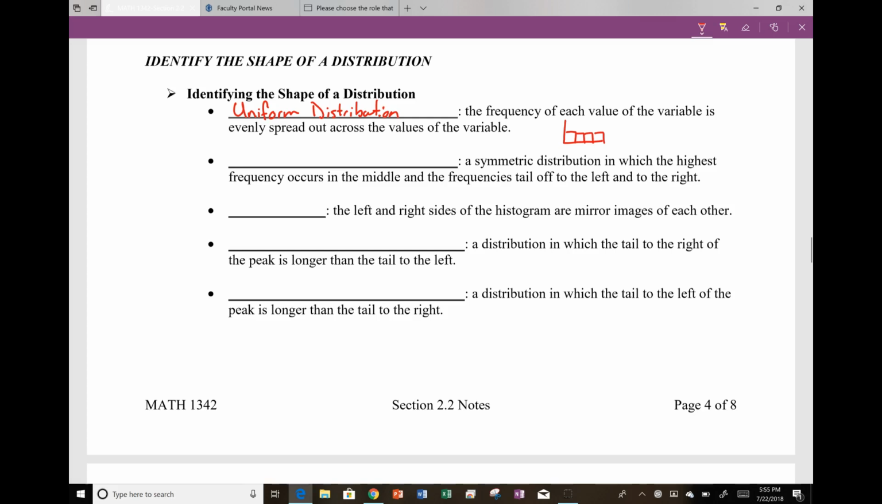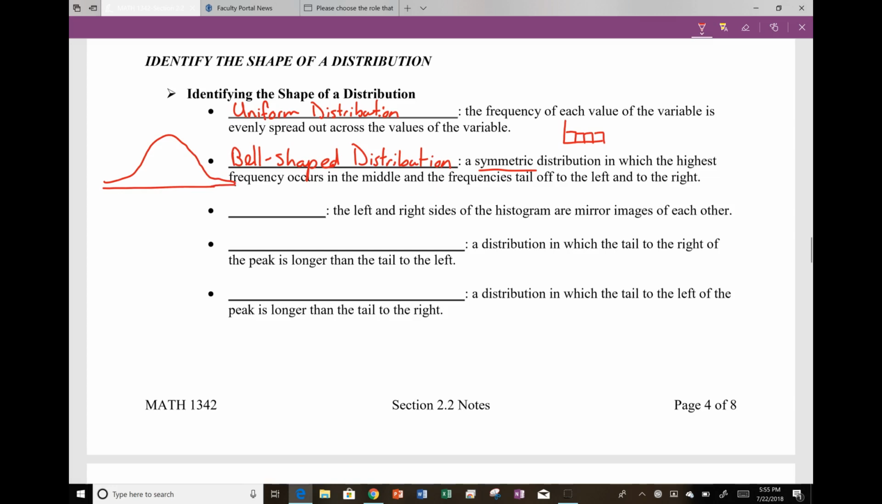The next one that we're going to look at is what we call a bell-shaped distribution. For the bell-shaped distribution, it looks similar to a bell. It's symmetric, and this is a key: it's a symmetric distribution, in which the highest frequency occurs in the middle, and the frequencies tail off to the right and left. So in this case, it's going to look something like this.